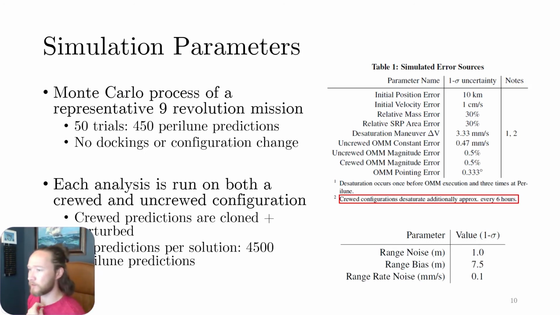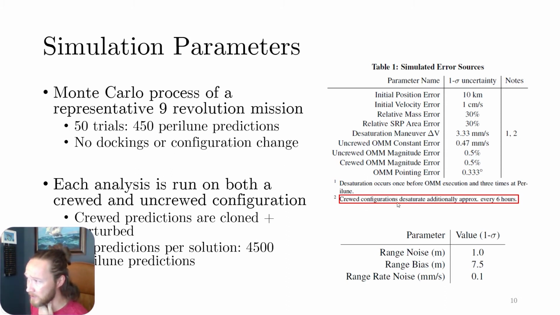So this simulation was run in a Monte Carlo on a representative 9 revolution mission. There was no docking. This is just to get to a steady state orbit determination filter solution, and then investigate how that solution is behaving. So we have 50 trials. That gives us 9 revolutions of 50 trials, 450 predictions.